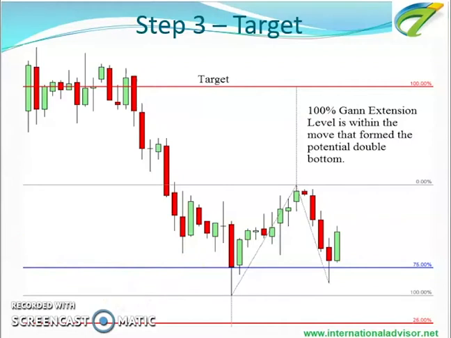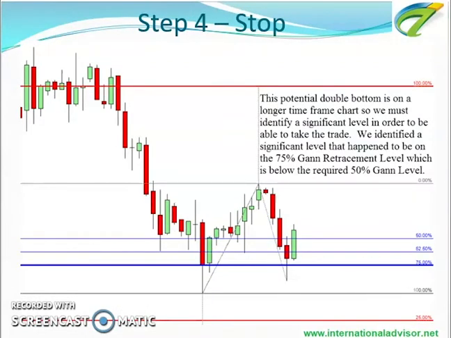This was step 3. Then step 4, stops. This potential double bottom is on a longer time frame chart, so we must identify a significant level in order to be able to take the trade. We identified a significant level that happened to be on the 75% Gann retracement level, which is below the required 50% Gann level, as we have studied in the previous lecture. So it makes perfect sense. It's also the 75% Gann level, and on weekly charts, the higher time frame, this is also a significant level. So we place a stop below this. This is a good level as well because it adds more strength, so we can make the stop below this point. So we have identified the stop as per step number 4.